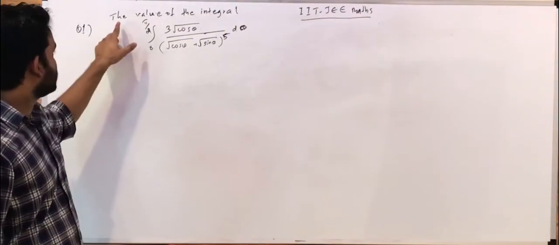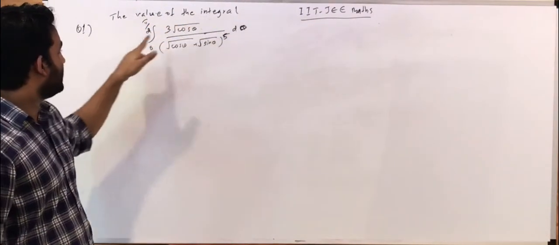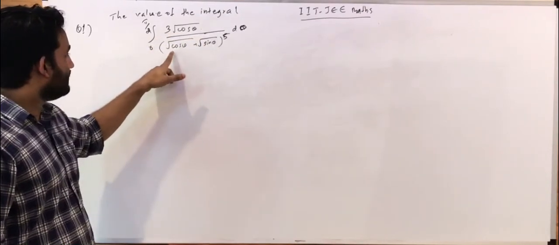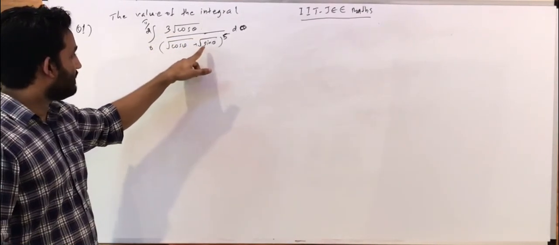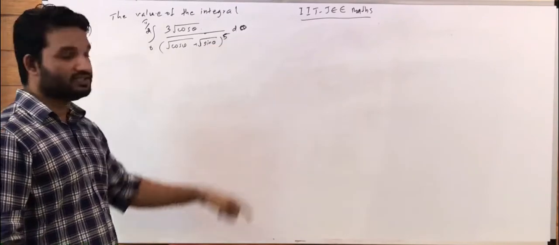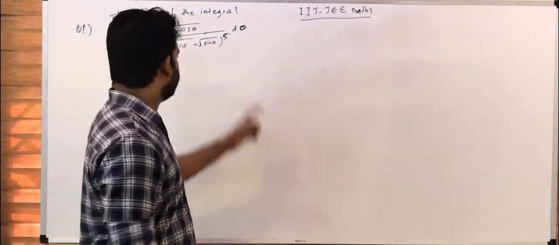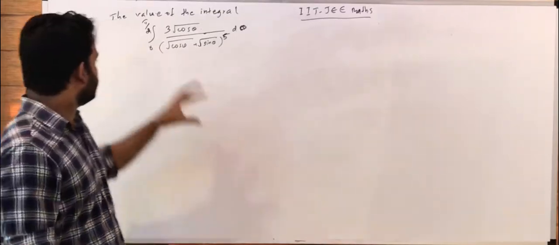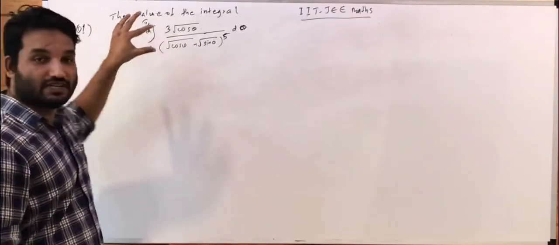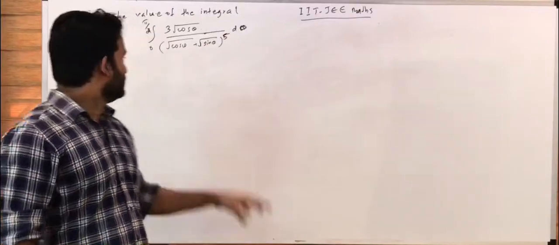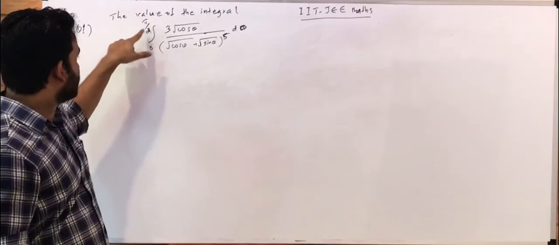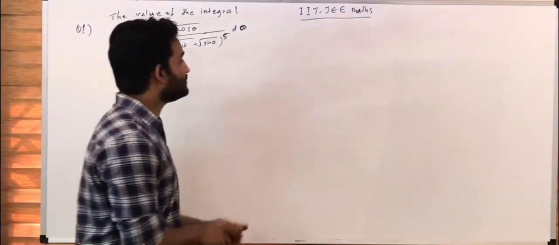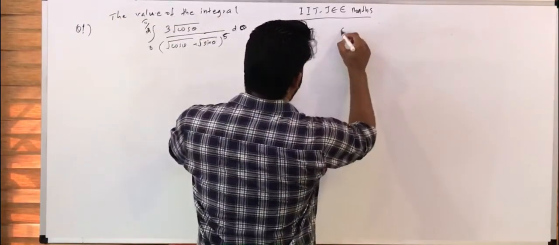The question is: the value of the integral from 0 to pi by 2 of 3 root cos theta divided by (root cos theta plus root sin theta) all raised to 5. This is the integral we need to evaluate. This question is from definite integrals, in which the limits are given 0 to pi by 2. So we can use a property of definite integrals.